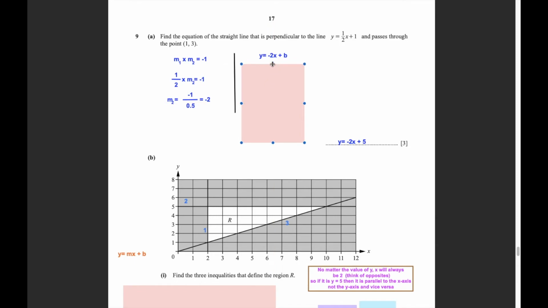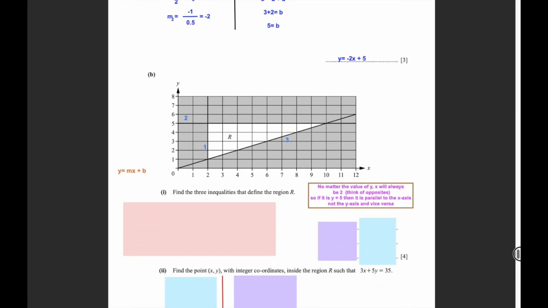Right, so let's try to find b. What we're going to do is substitute the values for 1 and 3. Right, so y is 3 and x is 1. So -2 times 1 is -2. We have the 3 right there. So we move -2 to the other side. We're going to do the opposite operation. So it becomes 3 plus 2 instead of 3 minus 2. So that is 5. So b is equal to 5. And there you go. That's your answer in the form of y is equal to mx plus b. All right, so the second part.